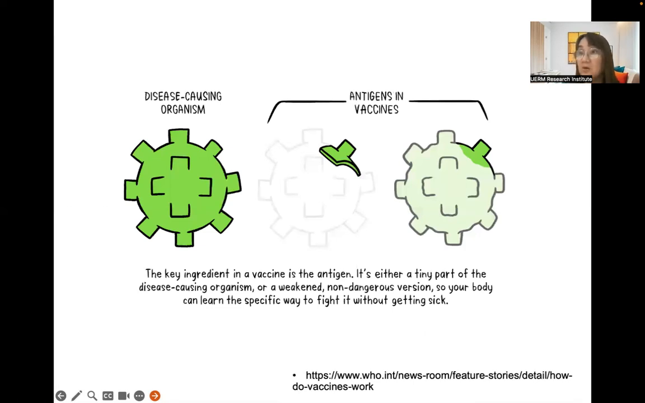All vaccines contain an active component or the antigen, which generates an immune response, or the blueprint for making the active component. The antigen may be a small part of the disease-causing organism like a protein or sugar, or it may be the whole organism in a weakened or inactive form.